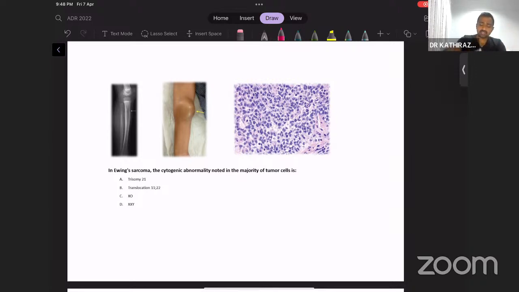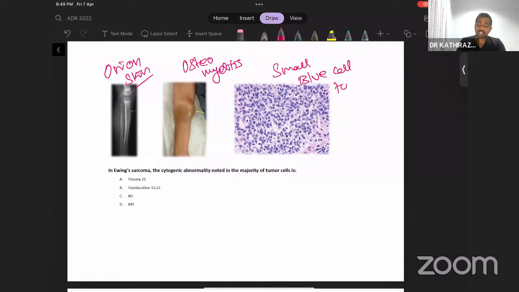You all know Ewing has an onion skin appearance, which means delaminating periosteal reaction. And it can present like an osteomyelitis. It is a small blue cell tumor, which means it is a component of a PNET, primitive neuroectodermal tumor. It is, but the question asked is a cytogenetic abnormality.